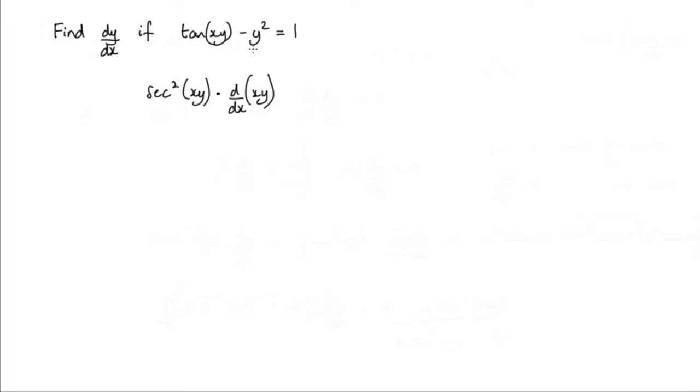Now we can differentiate this term here, so we've got a negative, and differentiating this implicitly, we'll get 2y dy by dx. And differentiating 1, we get 0.